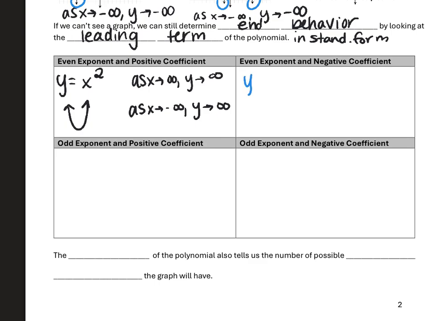What if we have an even exponent with a negative coefficient, like negative x squared? What happens to my parabola? It flips. This is true for any positive or negative coefficient with an even exponent. So you have negative x to the 4th, negative x to the 6th. It will flip the function upside down, and the end behavior becomes negative infinity in both directions. Those arrows point down.